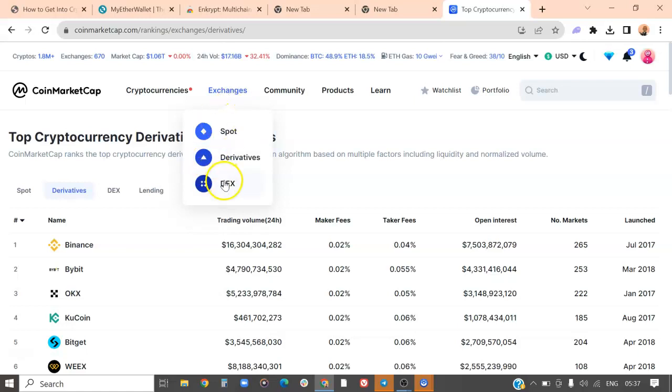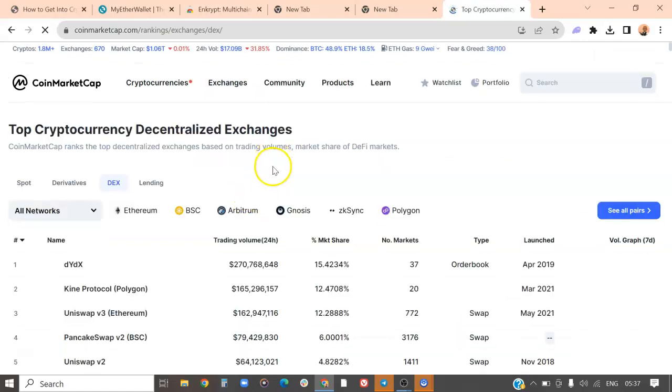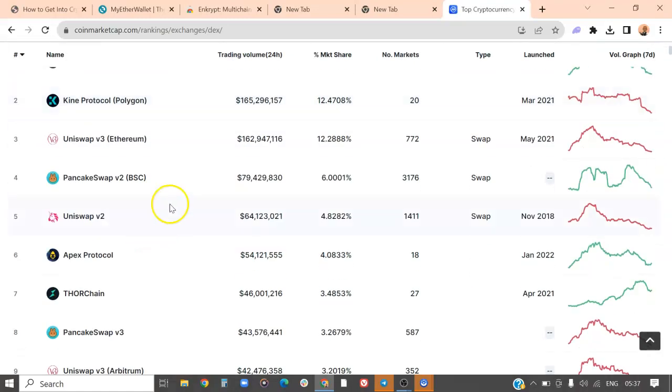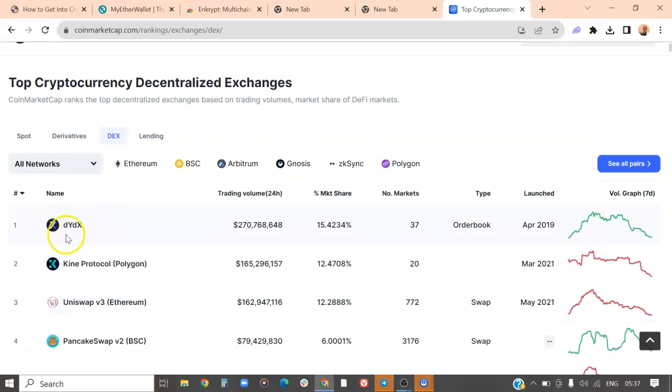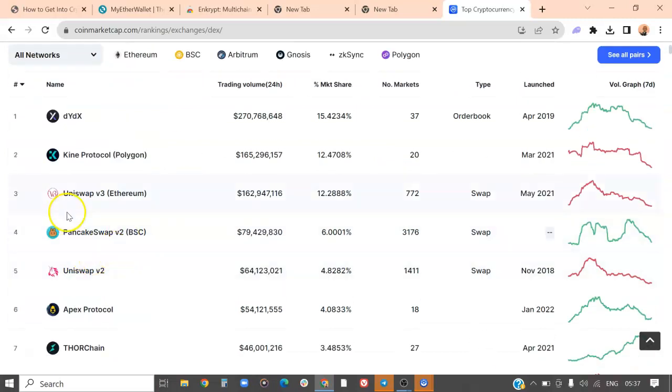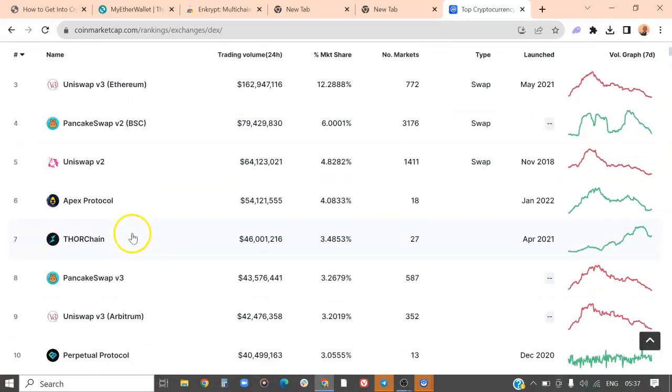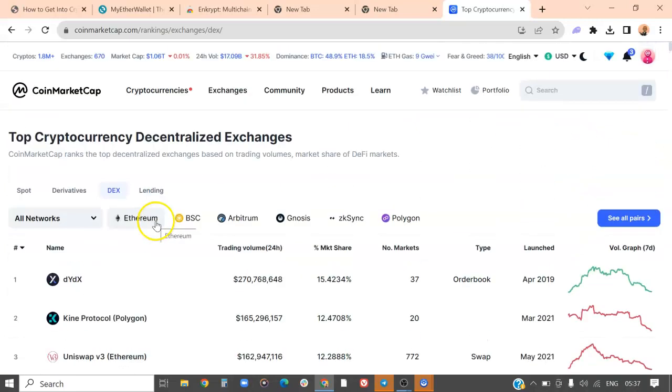All right, so you have DEXes. If I click on this now, you can see that before now, this one used to be first, this and this. Now we have some other top ones. You have dYdX, Curve Protocol, and Uniswap. So these are decentralized platforms. Can you see them right there?